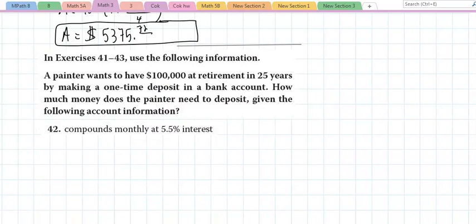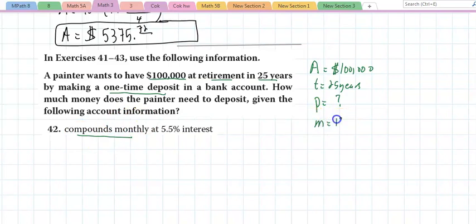And how does this work? A painter wants the balance to be $100,000 in retirement. The time frame is 25 years. That's what they have. By making a one-time deposit, he or she wants to deposit a certain amount now and get $100,000 at the end of 25 years. How much money does the painter need to deposit, given that the account is compounded monthly?